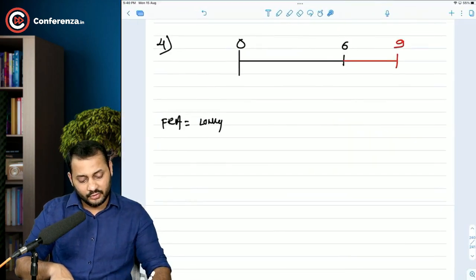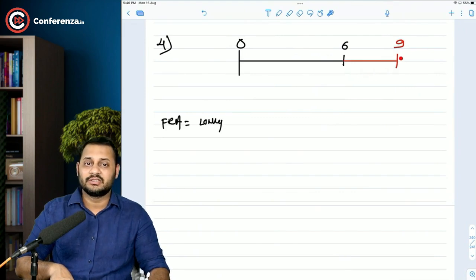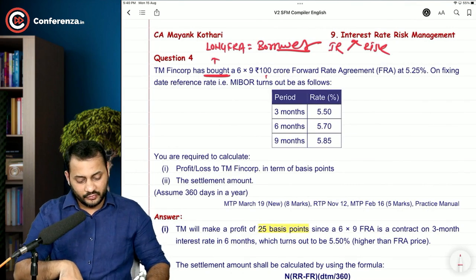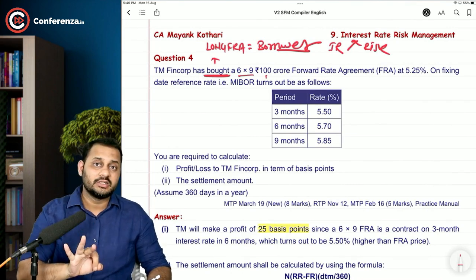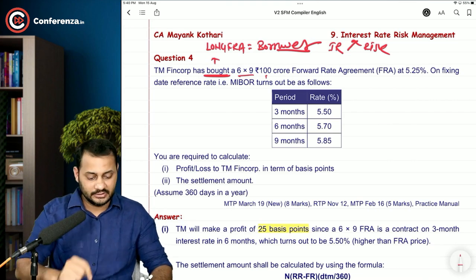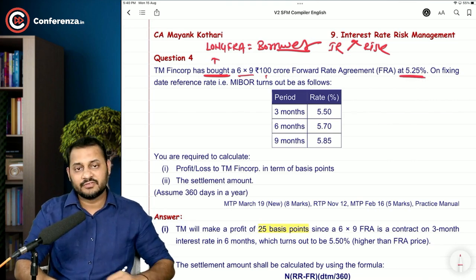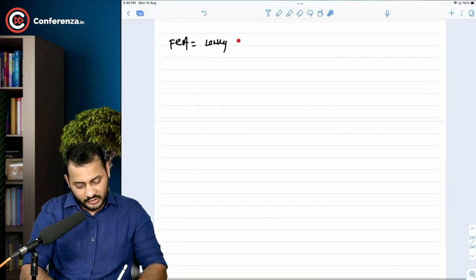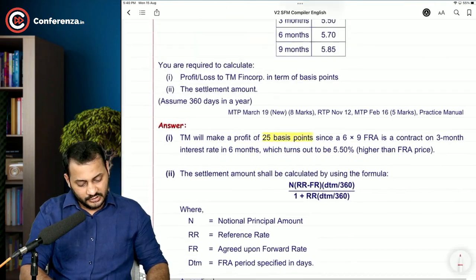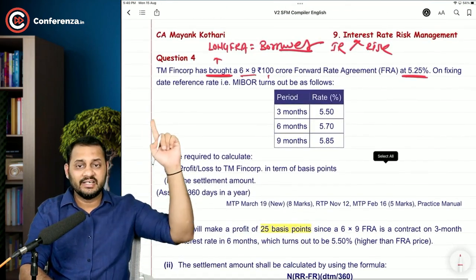And this entire loan period will be only for 3 months, the difference between 9 and 6. So on 100 crore, we are taking a loan for 3 months after 6 months. And the rate fixed is 5.25%. If nothing is given, that will be a per annum rate. Okay, sir.